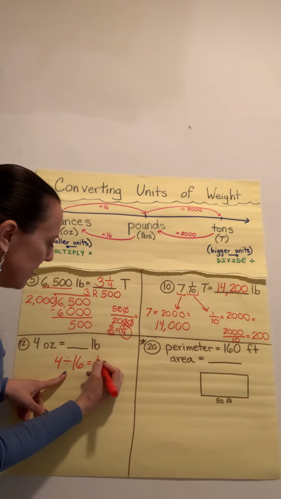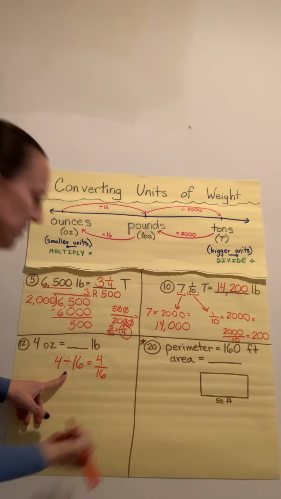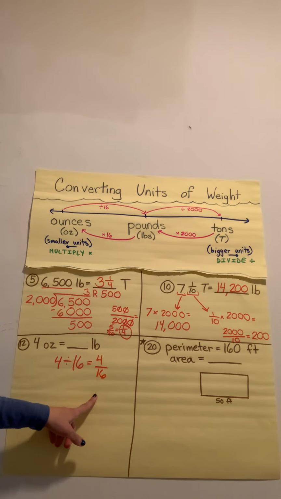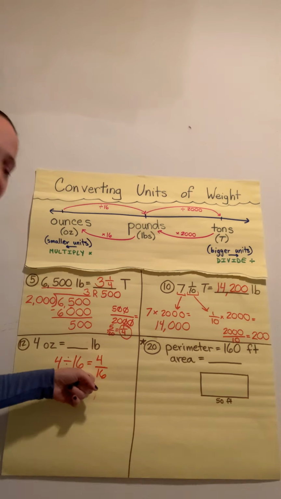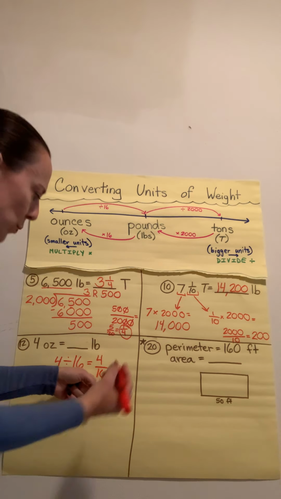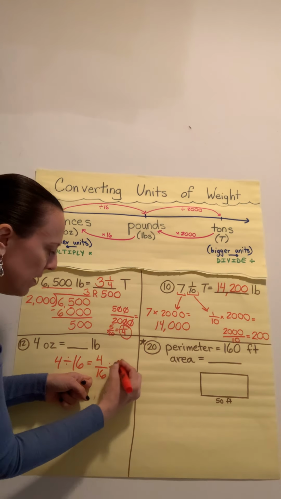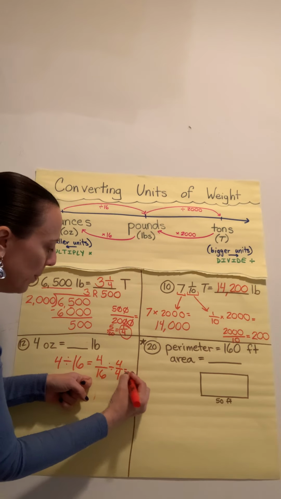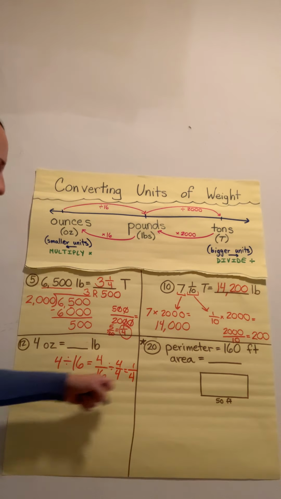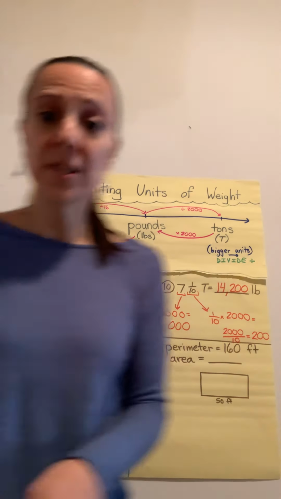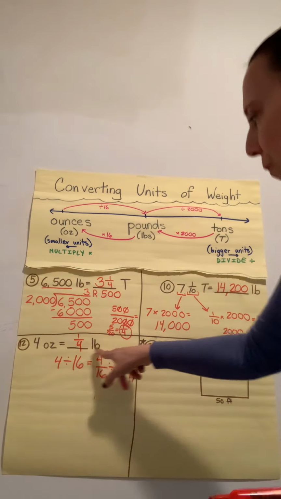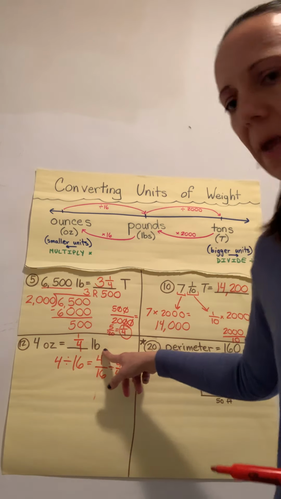Well, gee, that's the same. Division is the same as fractions, right? So 4 divided by 16 is the same as saying I have 4/16 of a pound. I can divide my numerator and denominator by 4 and put that in simplest form, okay? 4 ounces is equal to 1/4 of a pound, okay?